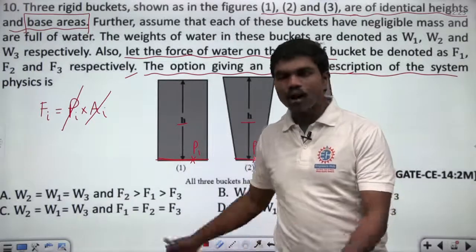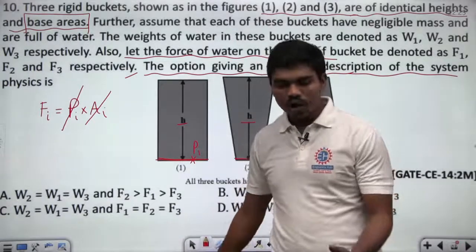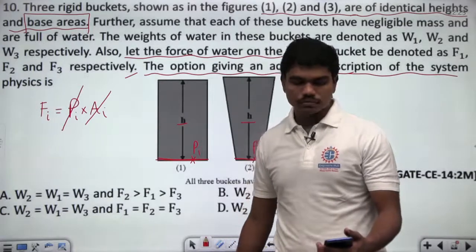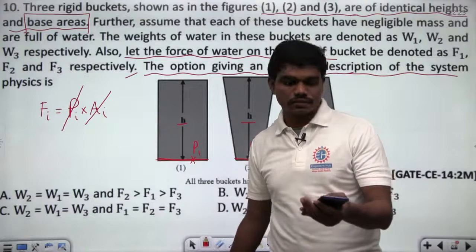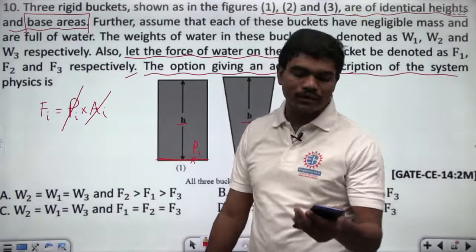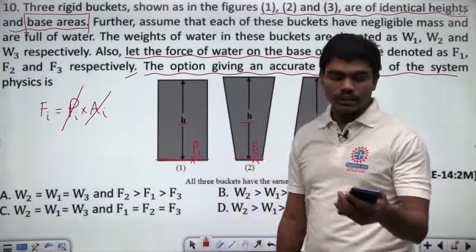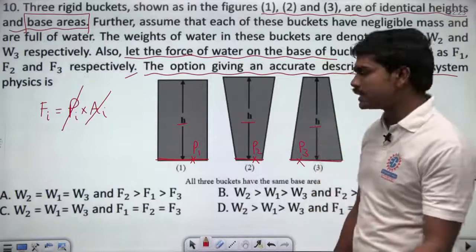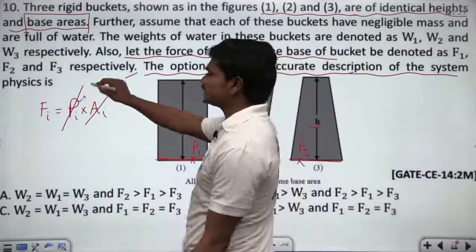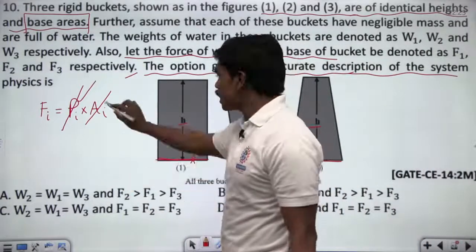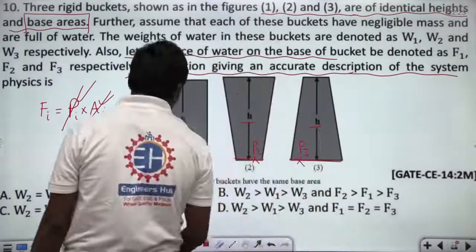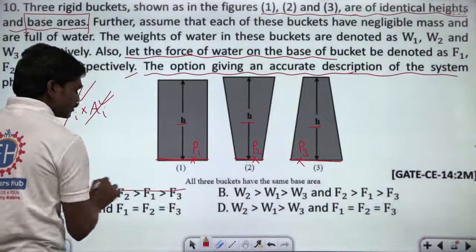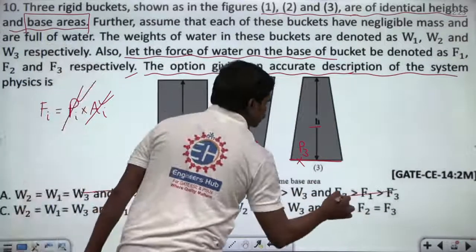All these 3 values will be the same or different? Please do type in the chat box. I am waiting for your answers. F1 is equal to F2 is equal to F3. Very good. Because pressure is the same on all the bases and the area of all the bases is the same, definitely F1 is equal to F2 is equal to F3, which means option A is wrong and option B is also wrong.